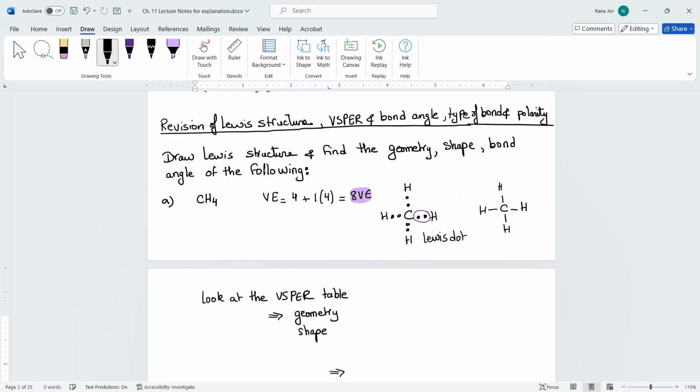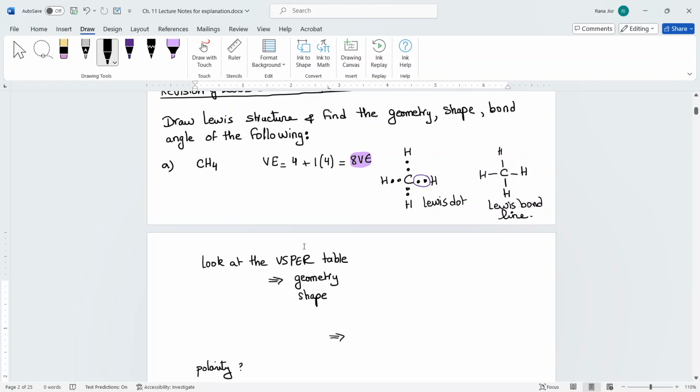So that is going to be the CH4. This is going to be the Lewis bond line structure. Let's use this because during this course, we're not going to use the Lewis dot. We're going to use the Lewis bond line structure to represent organic compounds.